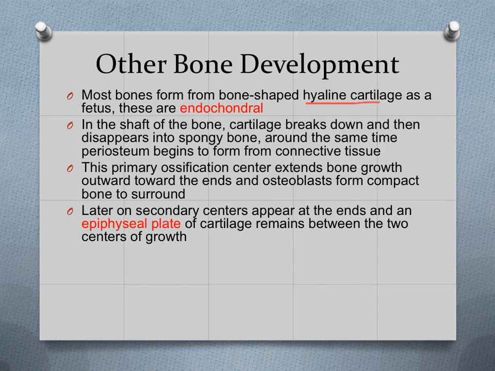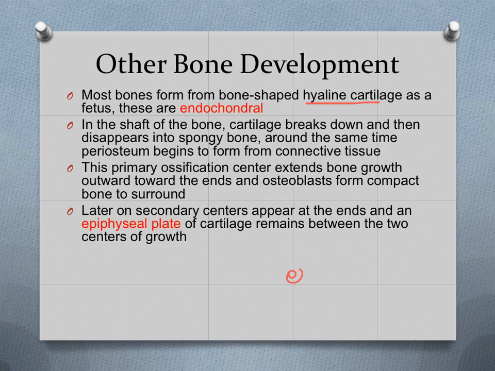The cartilage breaks down, and then we get bone cells coming in that form spongy bone. So it's a little bit tougher than cartilage. And we get the periosteum around the outside, so it protects it and provides a little strength. And then new bone cells come in and we form compact bone, which provides the structure of the overall bone.